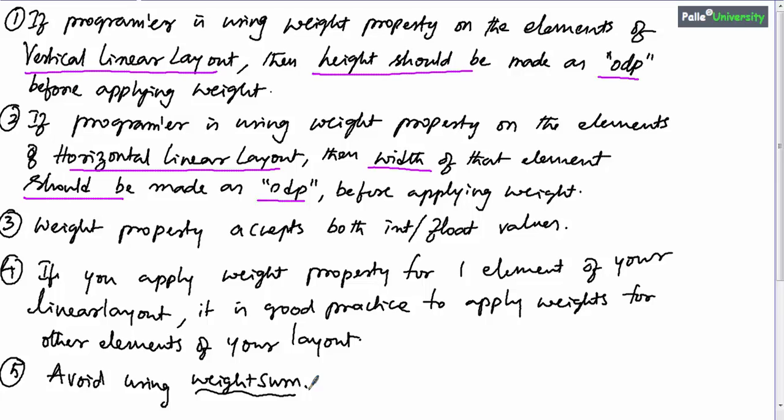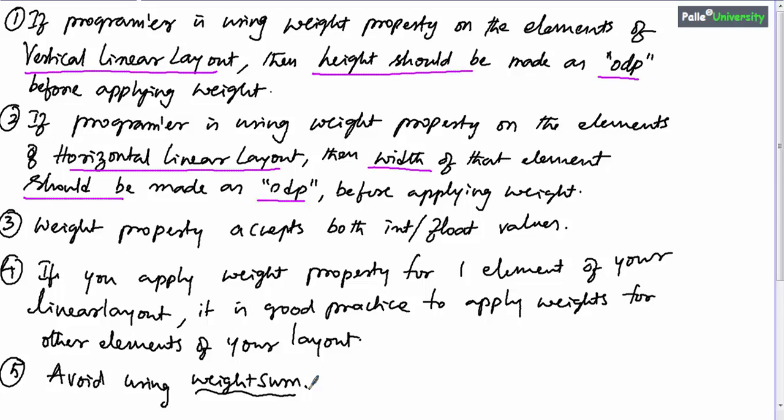First 2 rules are very important. If you are applying weight on a vertical linear layout, height should be 0 dp, because a vertical linear layout talks more about height, because a vertical linear layout aligns elements on the y-axis. Similarly, for horizontal linear layout elements, width should be made as 0 dp. This is just to make sure that your screen proportions are allocated accurately.